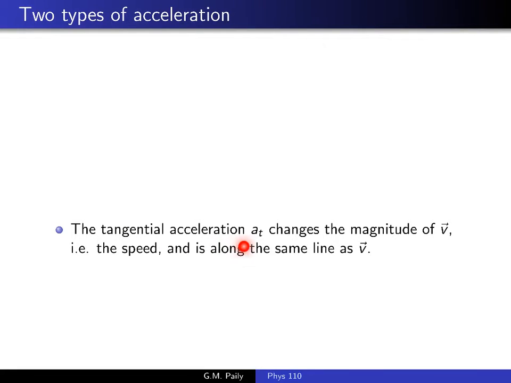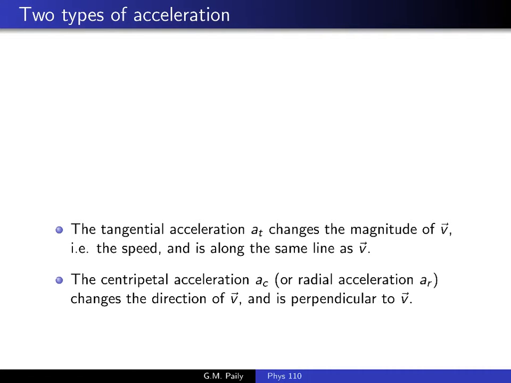Remember, the tangential acceleration lies along the same line as v, and so it will either speed up or slow down the particle. That is, it changes only the magnitude of v, the speed. It cannot change the direction. The centripetal acceleration, denoted by AC, is also called the radial acceleration, AR, and this can only change the direction of v. It cannot speed it up or slow it down. It can only change the direction, and so it lies perpendicular to the velocity.